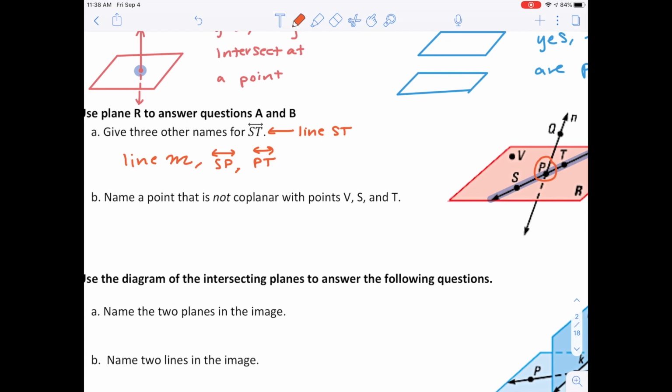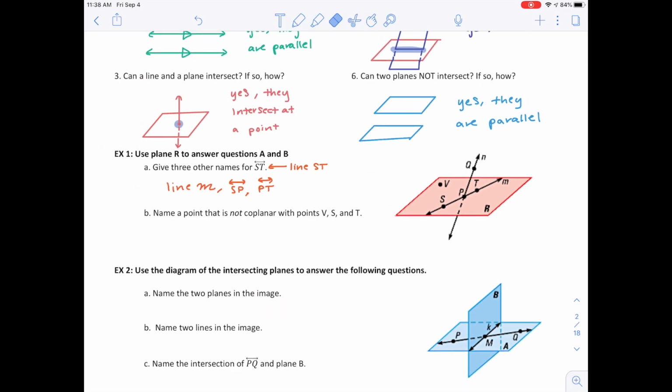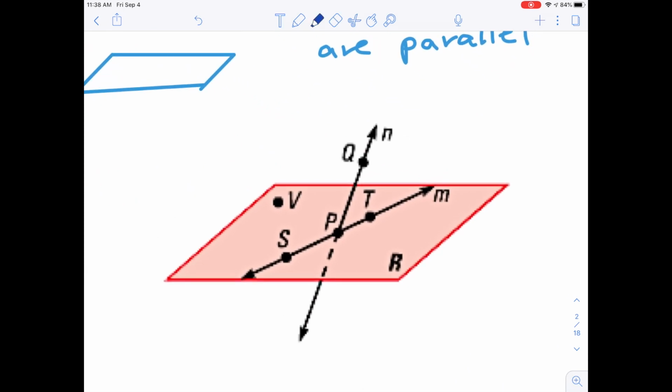B, name a point that is not coplanar with points V, S, and T. So if we get rid of these notes, coplanar means these points, V, S, and T, are on a plane. We can see that. The plane is the plane on your picture. So we have plane VST. We could also call that plane R. So that's going to be that red picture.